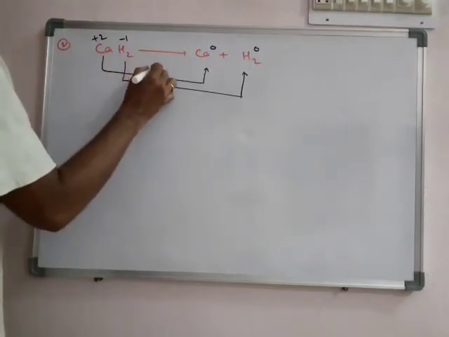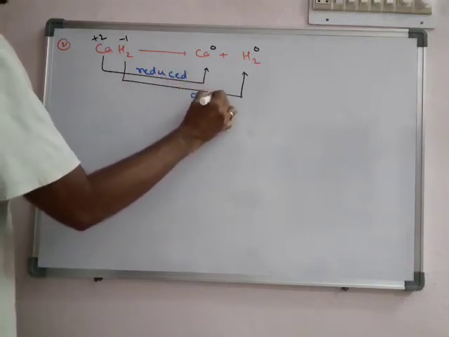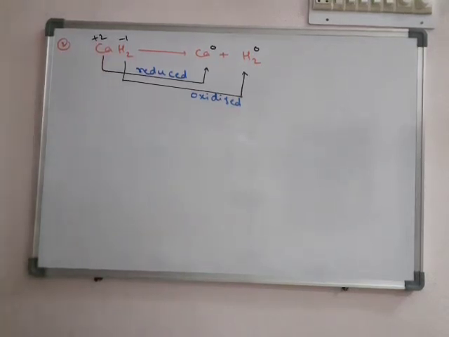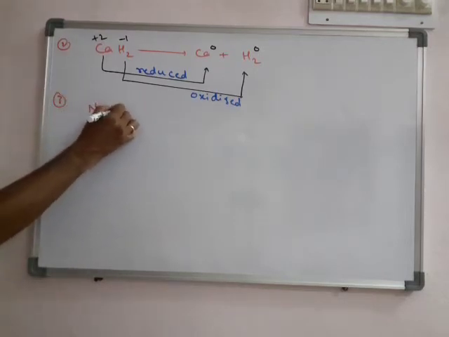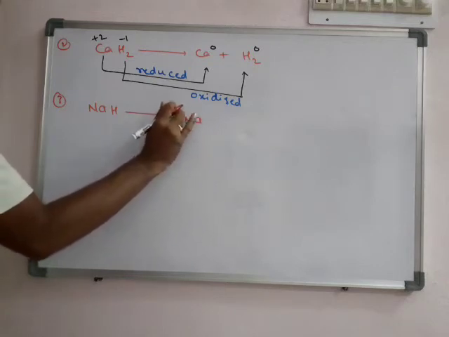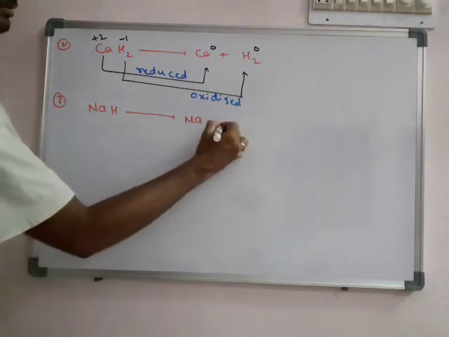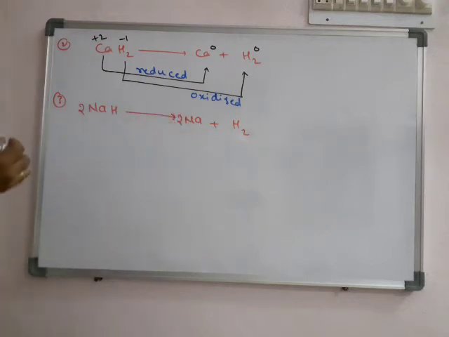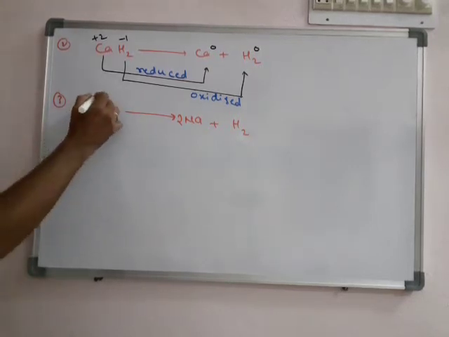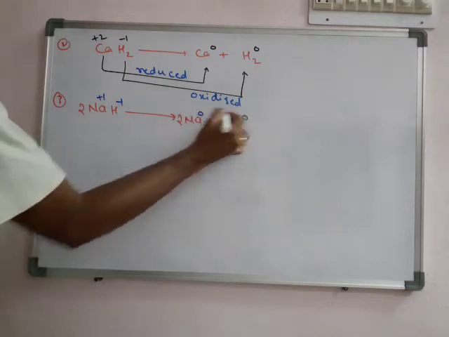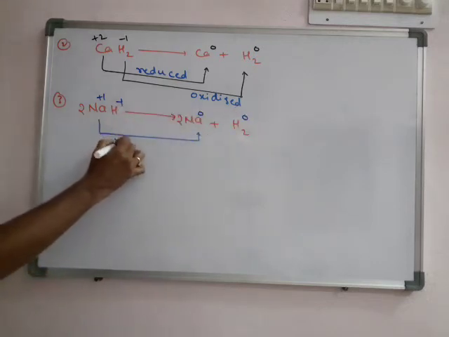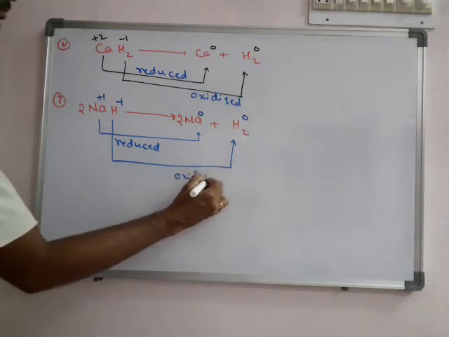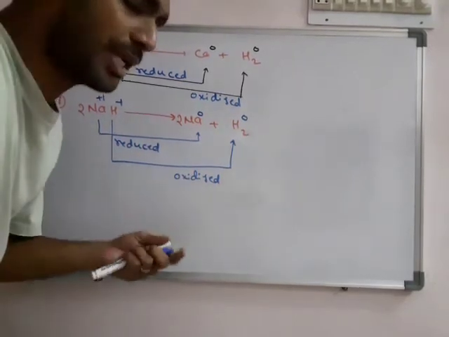Calcium reduced. Hydrogen oxidized. As we know, the calcium oxidation number is fixed, that is +2, as it belongs to the second A group. In the same way, one more similar example, sodium hydride. Again the same, just balance it, 2 hydrogens, 2. So which is oxidized, which is reduced? Sodium here is +1, hydrogen will get -1. So 0, 0. Here sodium is reduced. Hydrogen is oxidized. So it is a decomposition and redox reaction.